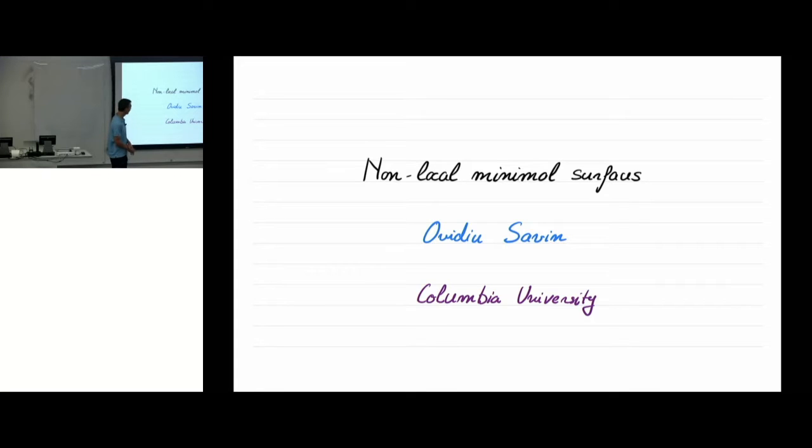This is the third lecture on non-local minimal surfaces. Today I'll continue talking about some properties on the regularity of non-local minimal surfaces and mention some differences with the local case, something that is unexpected, a few things that are unexpected in this setting.